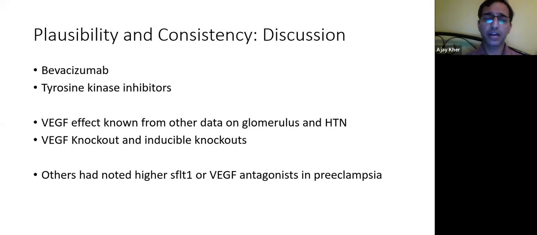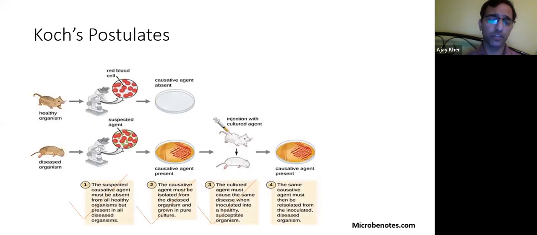So now coming back to the Koch's postulates for this, they do show that it's absent, or at low level, in healthy pregnancies and healthy placenta, but at a much higher level in those with disease. They isolate sFlt1 and then they've injected the adenoviral sFlt1 to show that the disease is recapitulated, not just in phenotype, but also on kidney biopsies and pathology. So I think step 1, step 2, and postulates 1, 2, and 3 are all being shown here in this study.